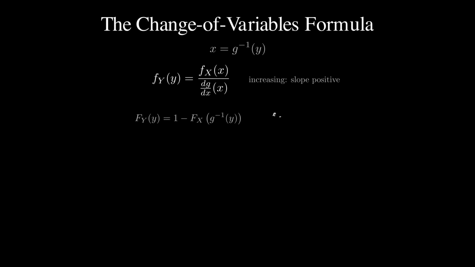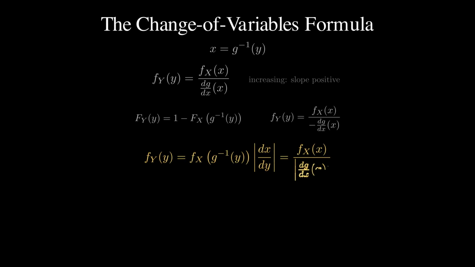What if g is strictly decreasing? Then g of x at most y means x at least g inverse of y, so the CDF picks up a 1 minus, and differentiating produces a minus sign, exactly canceling the sign of the now negative slope. One absolute value absorbs both cases.